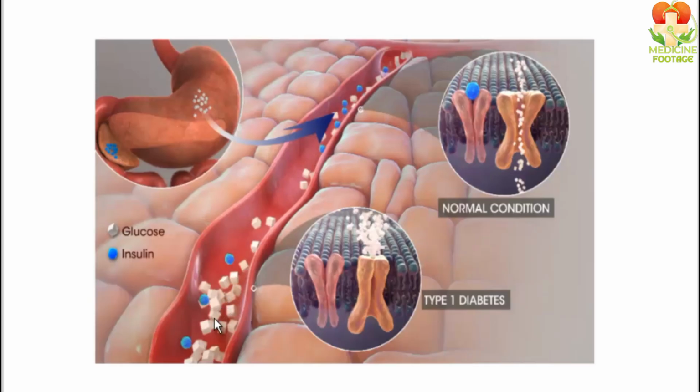In the blood capillaries, the white dots represent glucose and the blue dots represent insulin. For glucose to enter the cells, insulin is necessary. Here, in a healthy body, you can see insulin attaching to the cell's receptors, allowing glucose to enter. However, if insulin is absent, glucose cannot enter the cell. It stays outside the cell, unused. In this case, we say the person has diabetes.